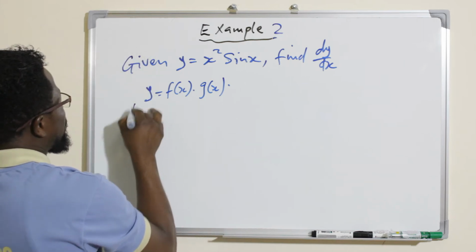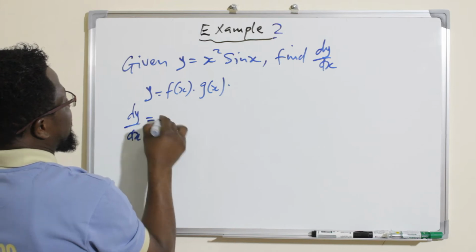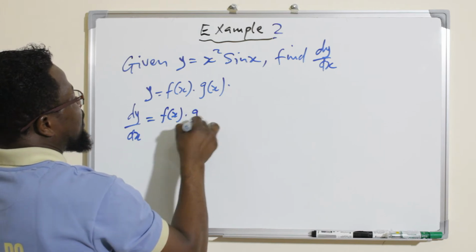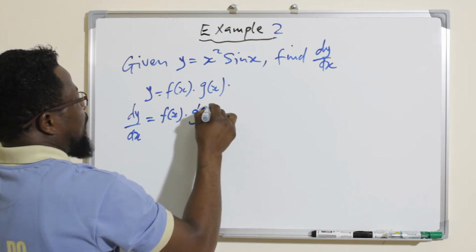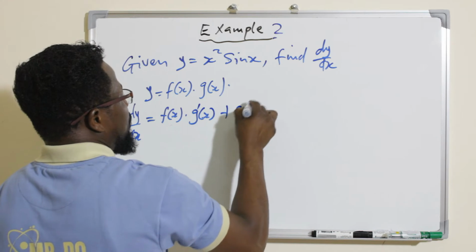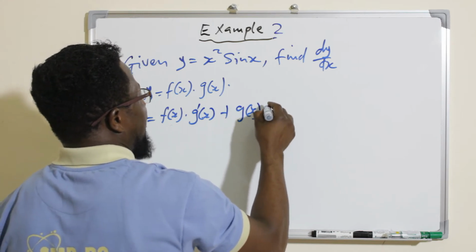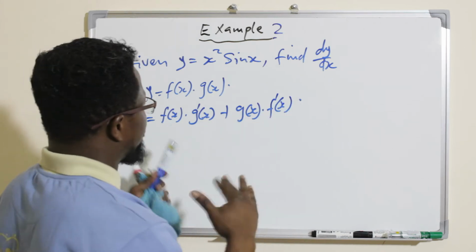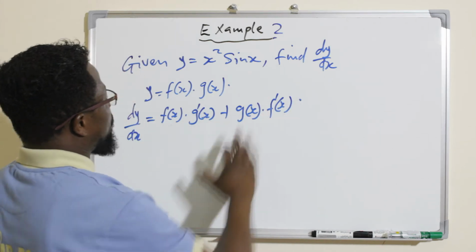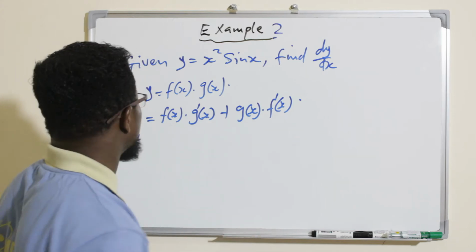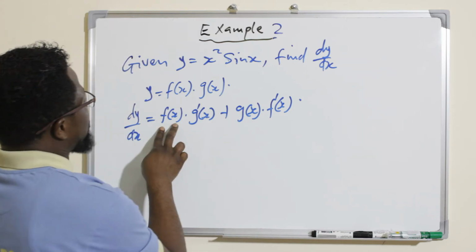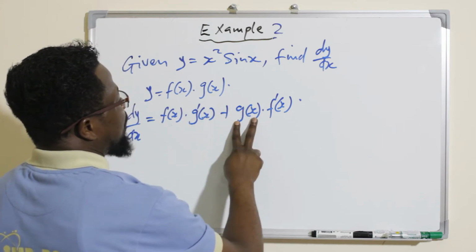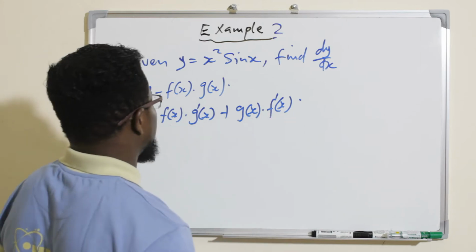By the product rule, dy/dx is going to be f of x multiplied by g prime of x plus g of x multiplied by f prime of x. If I go by the functional notation, this is what we're going to have, which is just the same as the product rule that we have. So from here, this is my f. I need to take the derivative of this, and add it to this function multiplied by the derivative of this function as well.